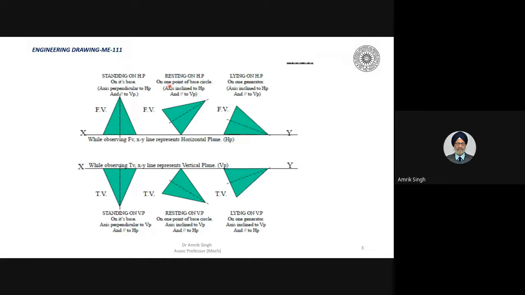So now next is, now you see these are the figures which you will be making. So in the previous chapters also we have learned XY is a reference line. Okay. So this is standing, a cone is standing on HP on its base. So X is perpendicular to HP and parallel to VP. Okay. So you see it is standing on HP. So when it is standing on HP, say this is a plane.